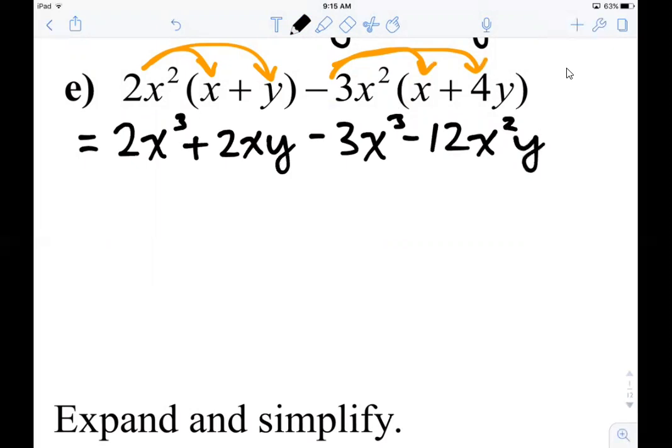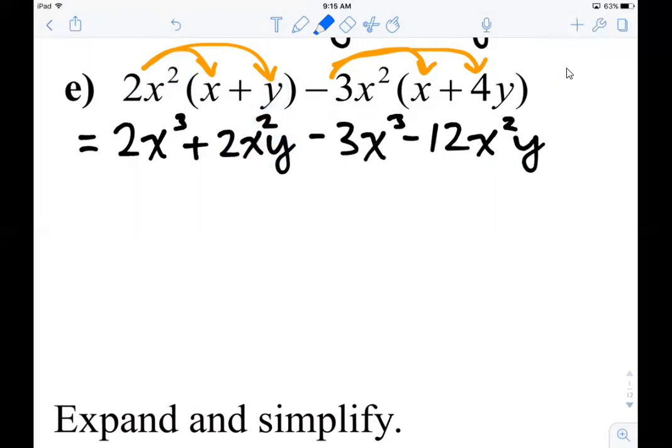And just correcting myself here, I missed one here. This is actually supposed to be 2 times x squared y when we multiply those out, because remember there was already an x squared here, so when I multiply it by the y, we end up with x squared y. So that was just my little mistake there, and I caught it just before we moved on.